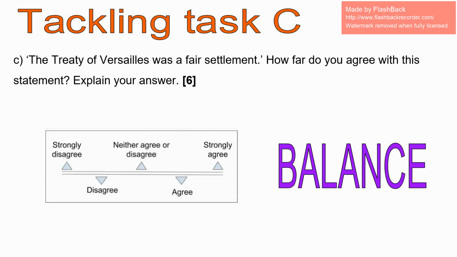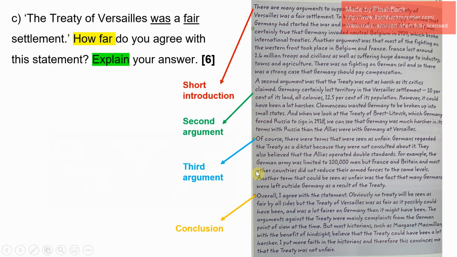You need to create a balance. You might agree, you might disagree, or maybe you have a middle point. You neither agree or disagree with whatever they're asking you to analyze. But you can never strongly disagree or strongly agree. Okay? You need to create a balance.